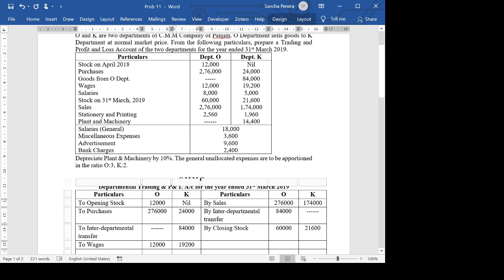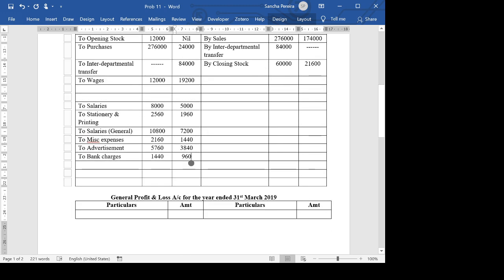Now we know that depreciation goes in the profit and loss account, and we also know that the machinery is being used only by department K. So if it's 10%, it will be 14,400 into 10%, which will be 1,440 only for department K. So to depreciation, only for department K, 1,440.